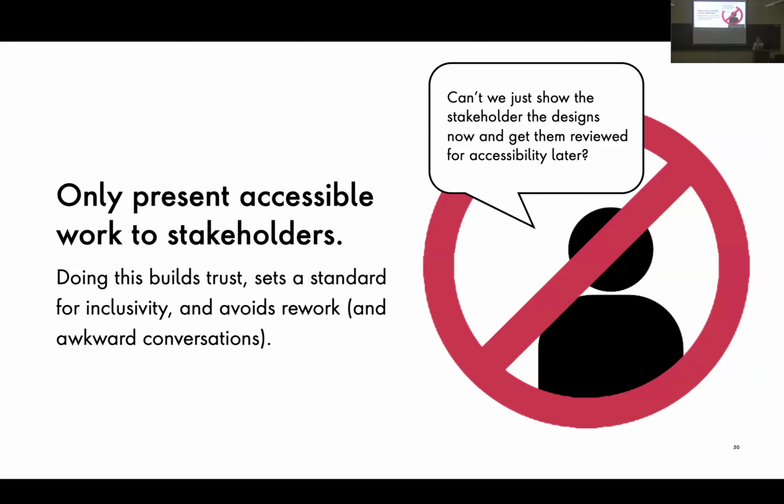This is an assumption that they're making, that everything's probably fine and it's just checking a box, right? But what we all know is that it's hardly ever fine. And we don't want the stakeholder to fall in love with some design that ends up being inaccessible and we have to completely change it, because that's an awkward conversation. It's inefficient. It requires rework. And if we only present accessible work to stakeholders, then that's going to build trust and set a really nice standard for inclusivity. Okay, so really important to try and get this process happening.